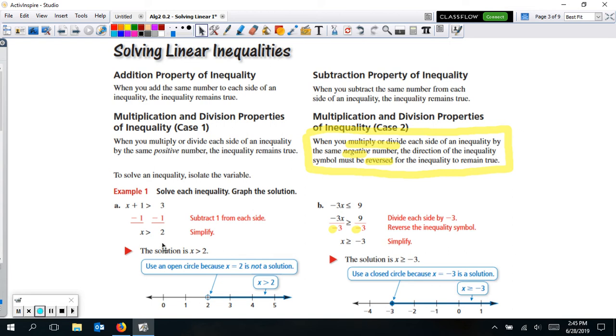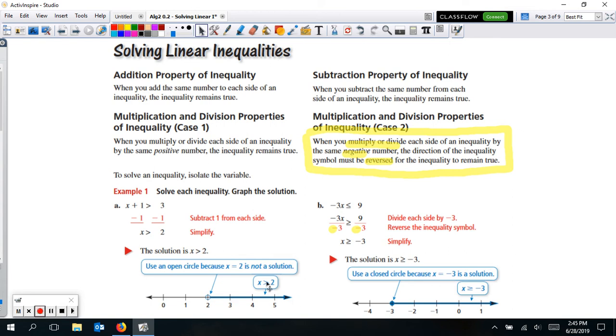It's not equal to 2. There's no equal to sign on this one. It's just greater than 2. So we don't put a closed hole here. We just put an open circle to show it starts at 2, but the answer is everything that's greater than 2. So we're going to shade from this point of that circle all the way to the right, which is greater than 2.